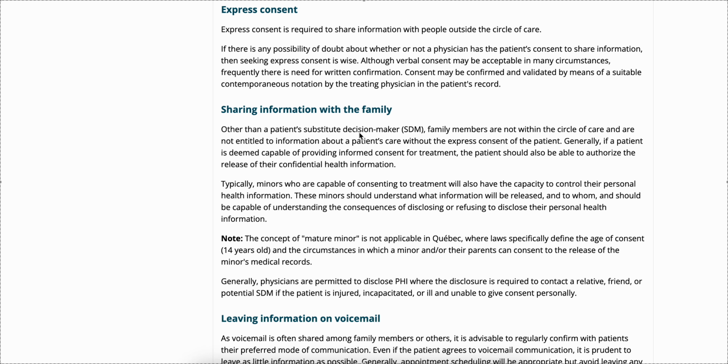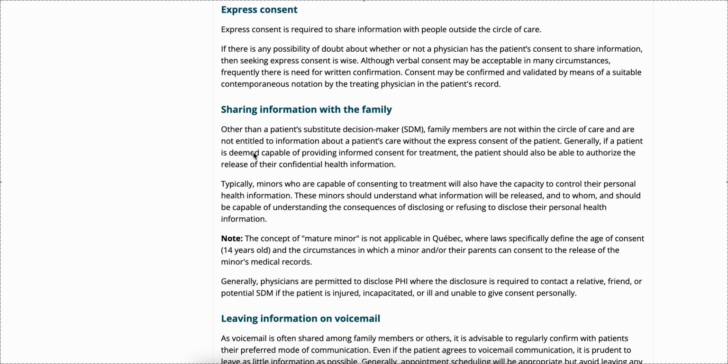Other than the patient's substitute decision maker, family members are not within the circle of care and are not entitled to information about the patient's care without the express consent of the patient. And here, usually, I would say written consent is the best thing, but it could be verbal too. Generally, if the patient is deemed capable of providing informed consent for the treatment, the patient should also be able to authorize the release of their confidential health information.